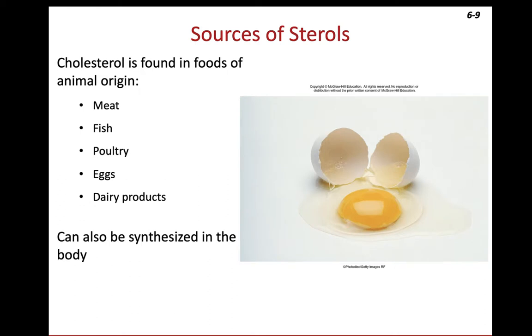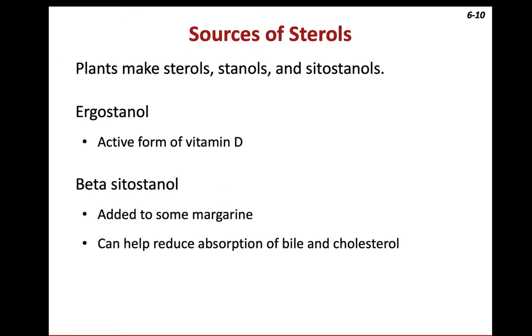Now, if we look at where we're going to find these sterols, we can expect to find them in meat, fish, poultry, eggs, and dairy products. And as noted already, we have the capacity to produce cholesterol in our bodies. There are also plant sources of sterols. Plants make sterols, stanols, and sitostanols. Ergosterol is a precursor of the active form of vitamin D. Beta-sitostanol is added to some margarine, and what it does is help reduce the absorption of bile and cholesterol.